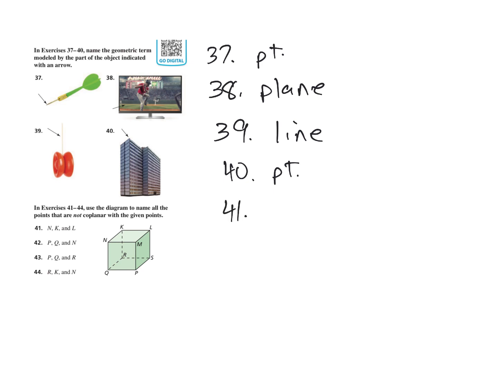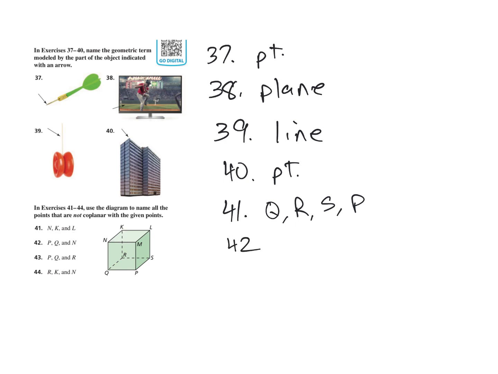41. In the diagram, name all the points that are not coplanar. So first of all, we have to identify the plane, NKL. NKL, so the top of the box. So we want all the points that are not on the top of the box. So we have Q, R, S, and P.